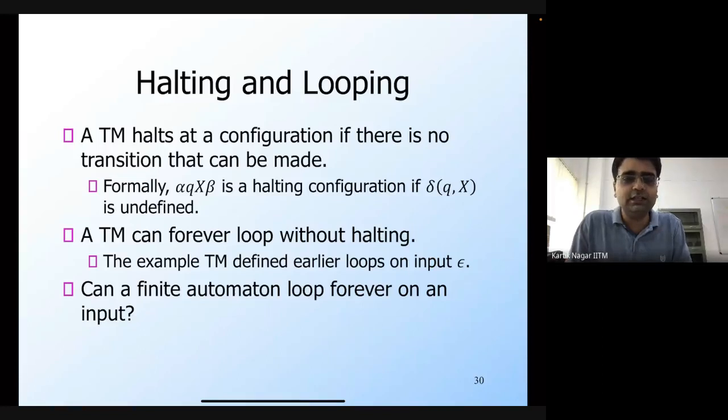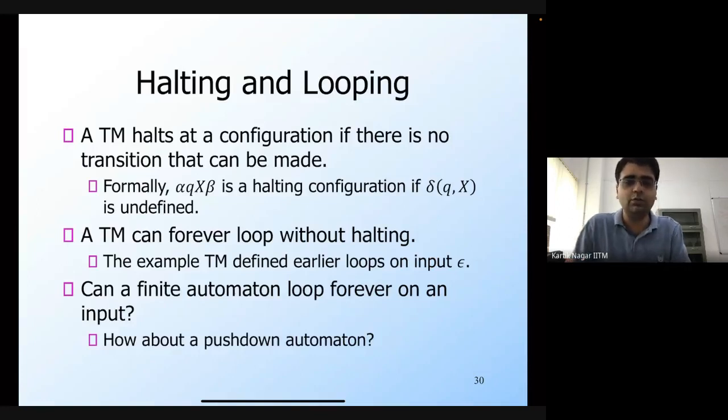At this point, it's also beneficial to think about the earlier abstractions that we saw, in particular a finite automaton and a PDA. You should think about this question: can a finite automaton loop forever on an input? Similarly, can a pushdown automaton loop forever on an input? Is this something that is unique to the Turing machine, or is this behavior also possible in the earlier abstractions that we saw? So quickly, can anybody answer this? Can a finite automaton loop forever on an input, or is it always guaranteed to halt?